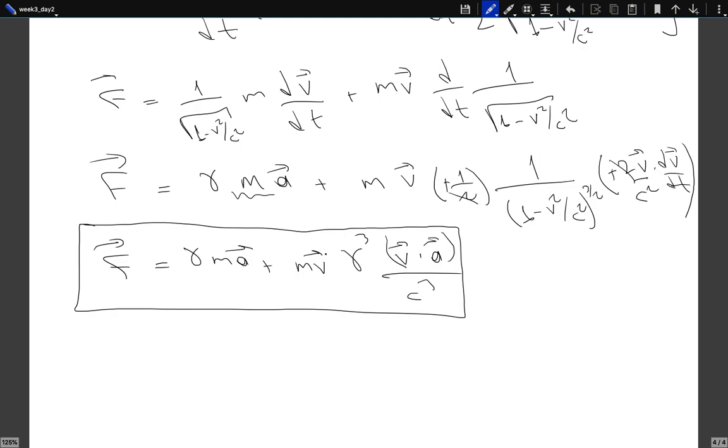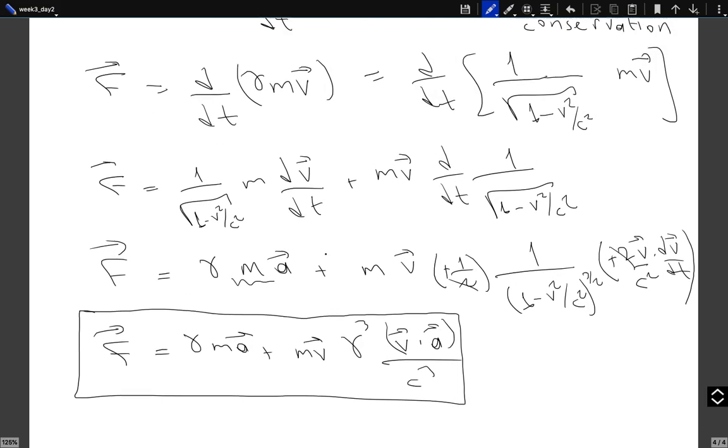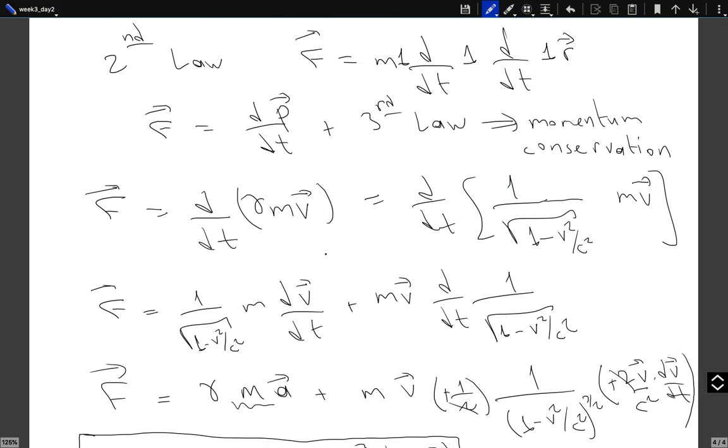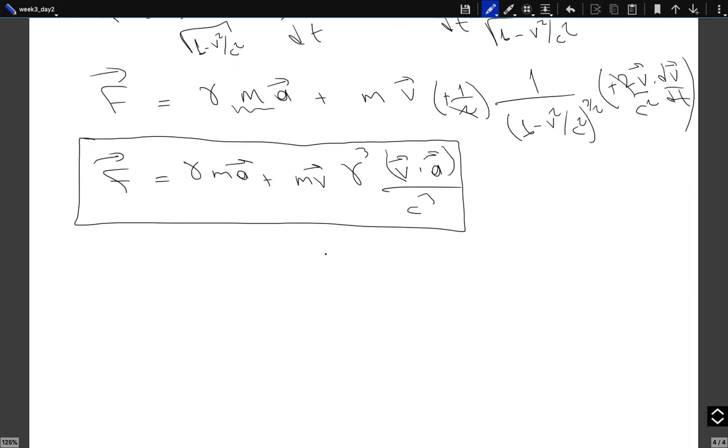So let's continue with how these relativistic corrections will change the other laws. We already have seen how Newton's second law should change. It's just a slight modification. The only thing is that we write it in terms of the momentum, and we use the relativistic expression for momentum in the second law.